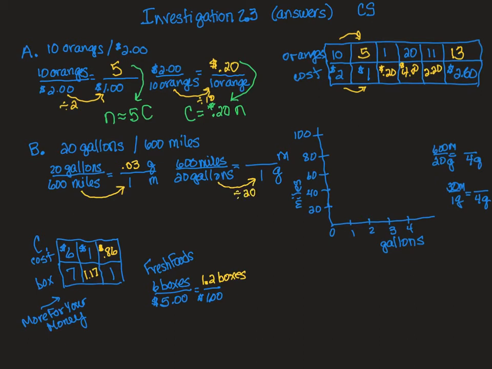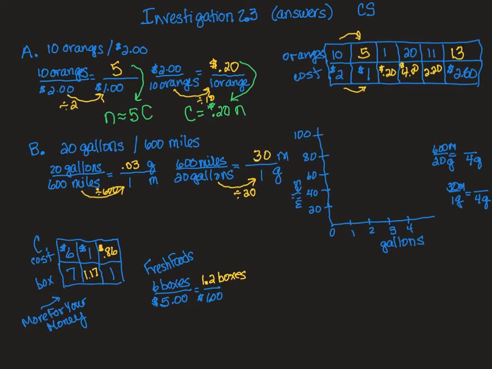Let me make sure I put over here that we divided by 600. Okay, and so I have 20 divided by 20 is 1, and 600 divided by 20 is 30. So that's 30 miles per gallon.